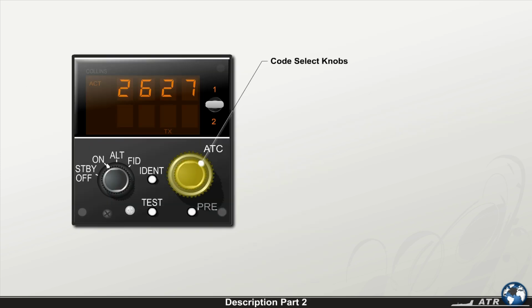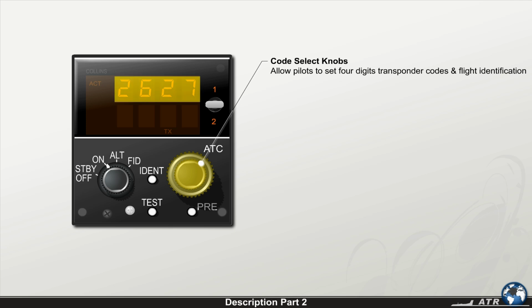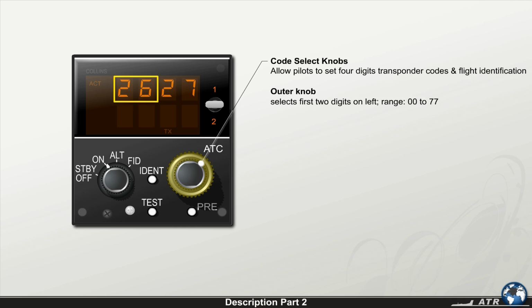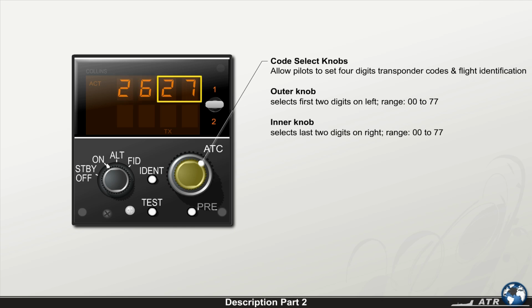The code select knobs allow the pilots to set the 4 digits transponder codes and the flight identification. When setting the transponder code, the outer, larger knob selects the first 2 digits on the left in a range from 0 to 77. And the inner or smaller knob selects the last 2 digits on the right, also in a range from 00 to 77.